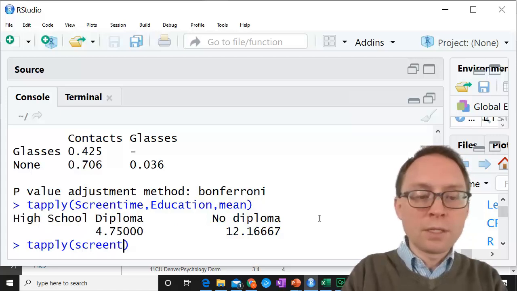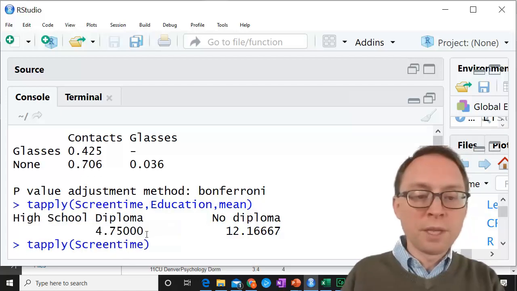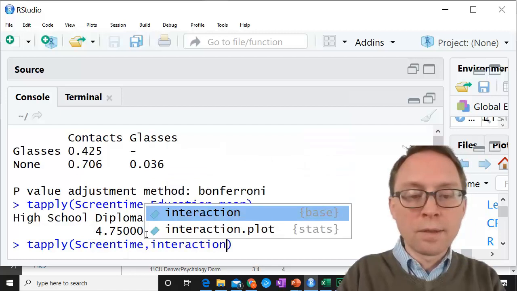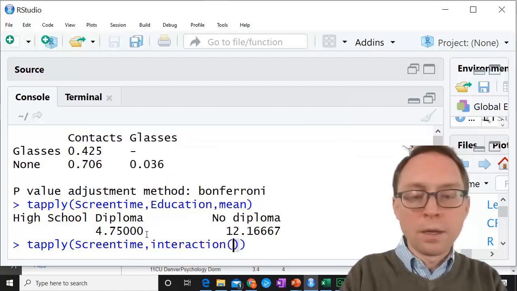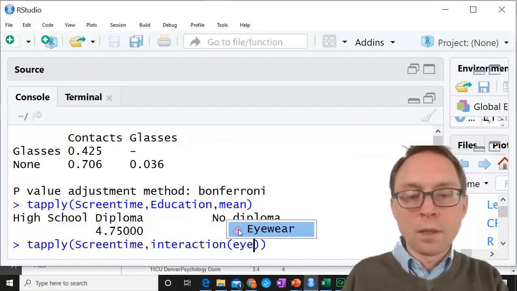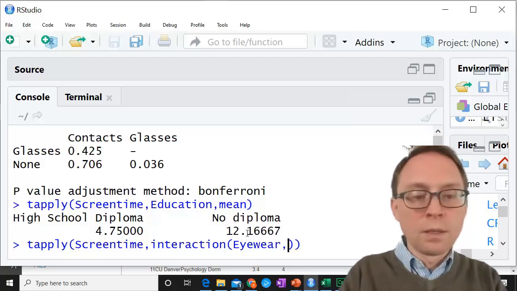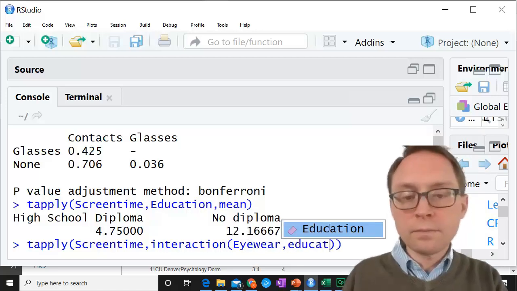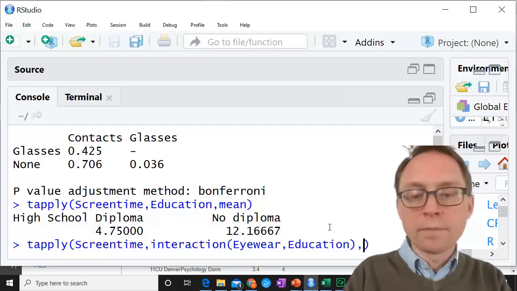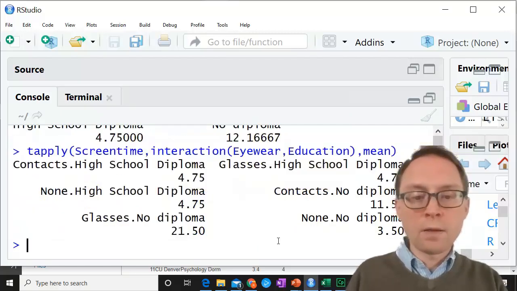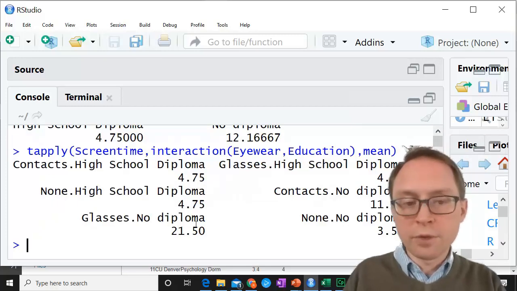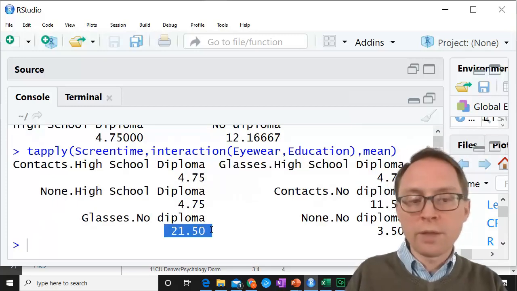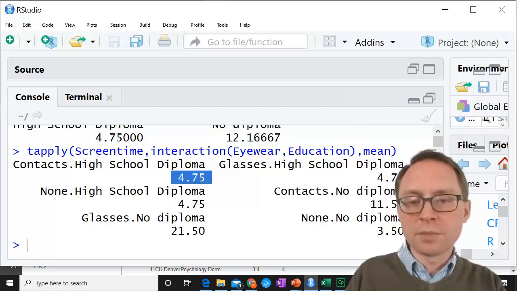T-apply, screen time. This is going to give us the means of the interaction between eyewear, comma, education. And I want the mean of that one. And here's what I get. Here's all the different groups. Glasses with no diploma. Ooh, wait a minute. Look at that. They are watching a lot of screen time. Wait a minute. Maybe my hypothesis is going to be supported. Let's find out. These are all the means.